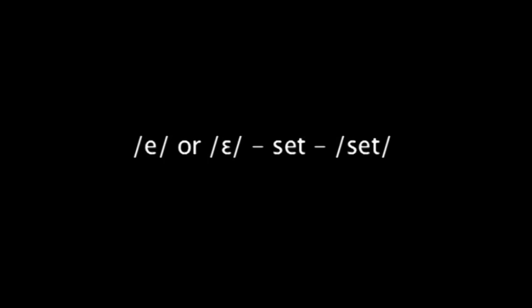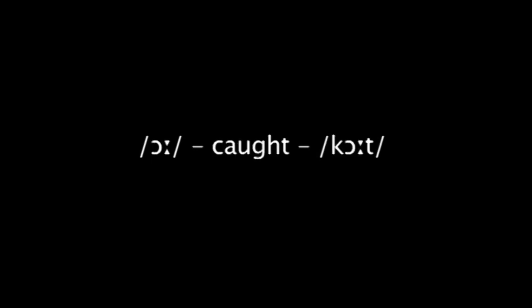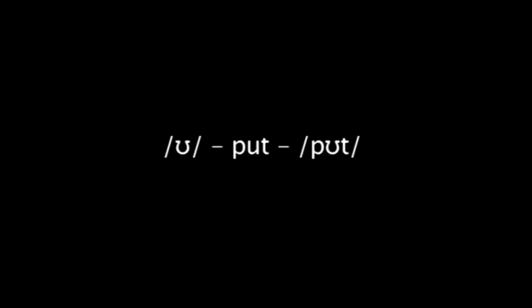So far, we have looked at the consonantal sounds in English. Now, let us look at the vowel sounds and the symbols that denote those sounds. First, we have long e as in feel, short e as in fill, a as in set, a as in sat, a as in card, a as in pot, long o as in caught, short o as in put, long o as in pool.